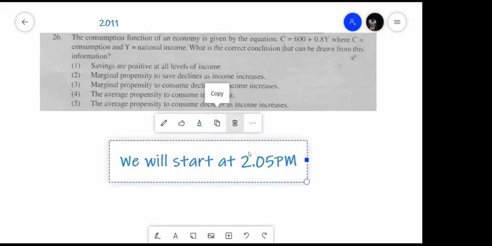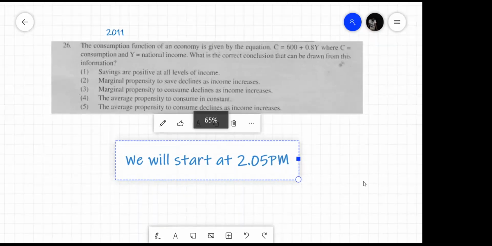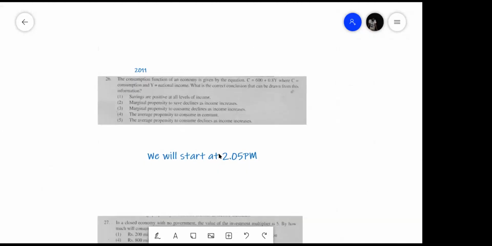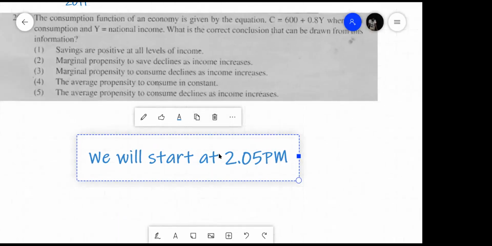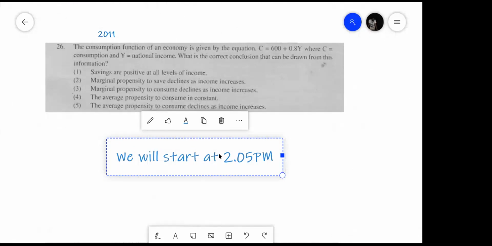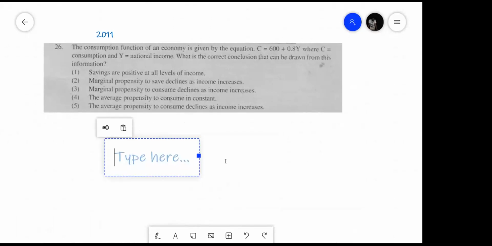So we'll start with 2011. We'll go through maybe until 2015, 2016, and then we should be able to wrap things up. So starting with 2011, I'll give you one more minute. If there's anyone, any friends, who is missing, just give them a call and remind them. I'll start in one more minute.